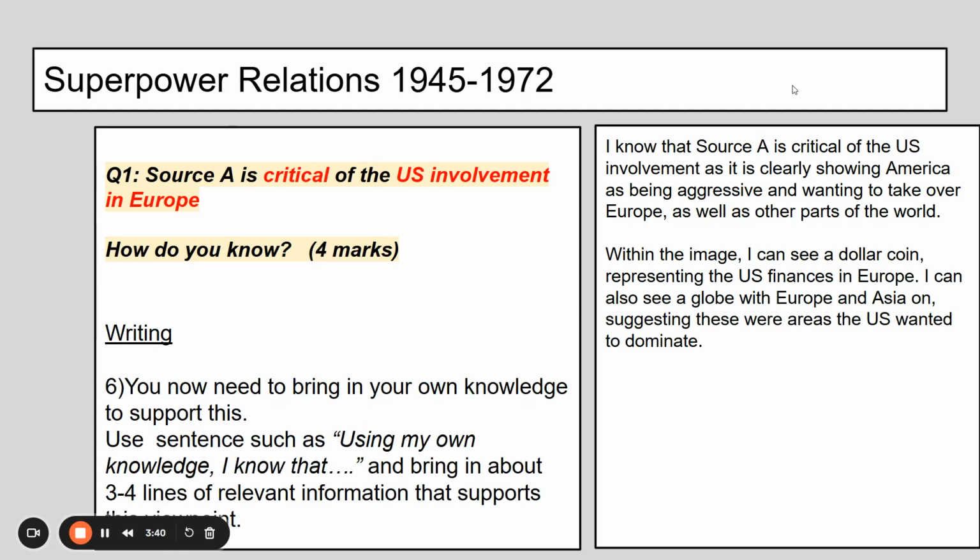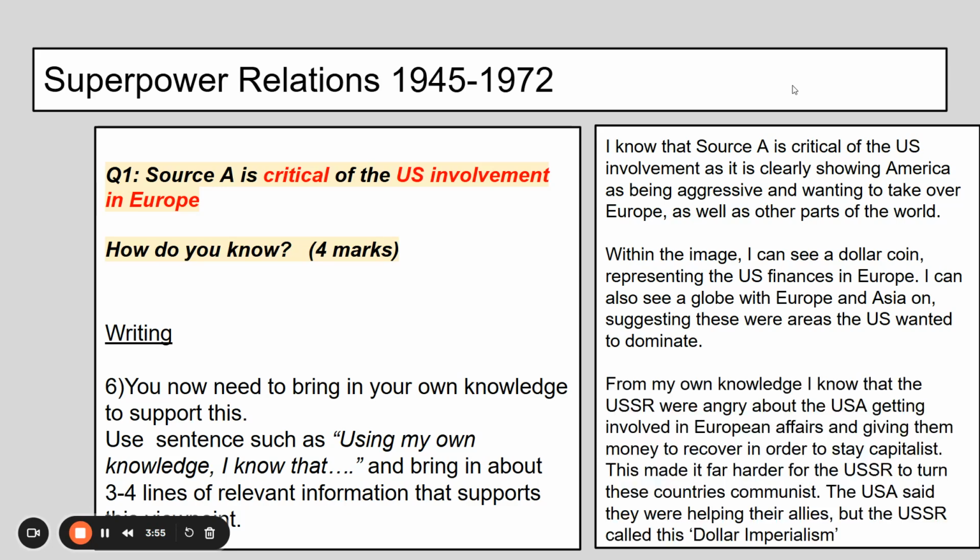And then finally, I need to bring in my own knowledge here to support this. Sentences such as, "Using my own knowledge, I know that..." And I'm not looking to bring a lot in here, at most 3 to 4 lines of relevant information that supports this viewpoint. So I've just started off again with that clear sentence structure from my own knowledge.